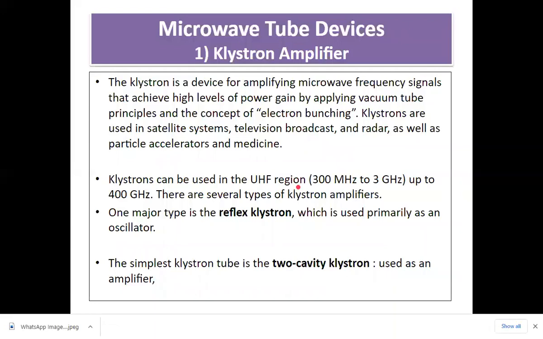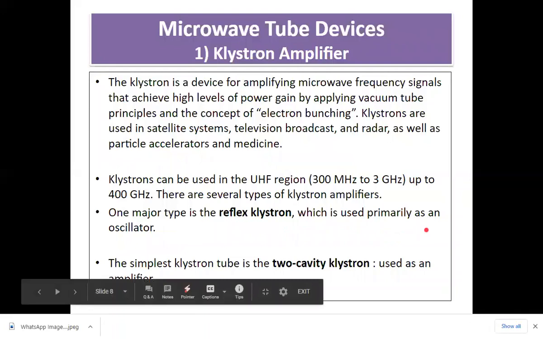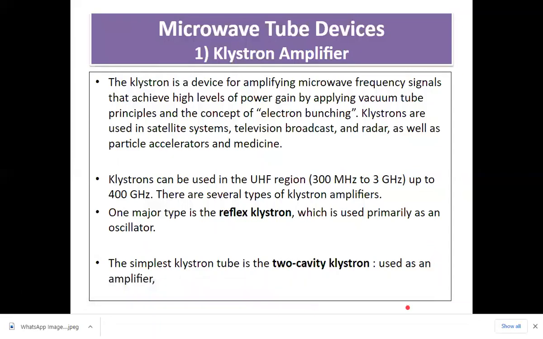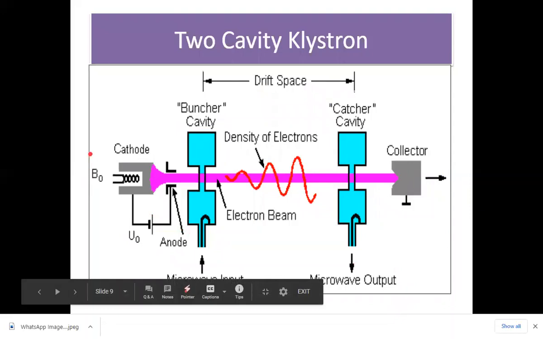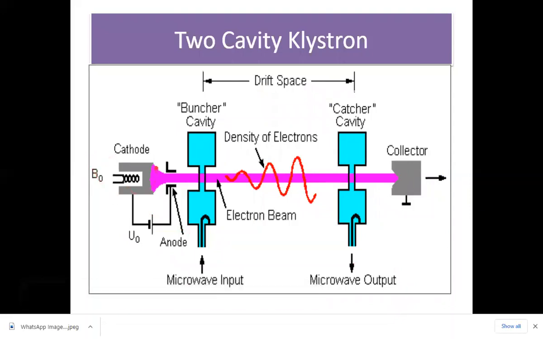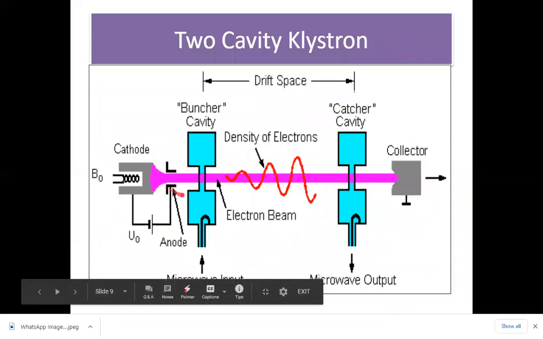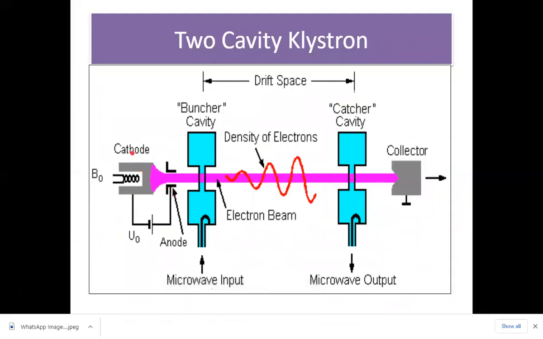There are several types of klystron amplifiers. One major type is the reflex klystron, which is used primarily as an oscillator. The simplest klystron tube is the two-cavity klystron used as an amplifier. The diagram of the two-cavity klystron is shown here. The two-cavity klystron utilizes an electron source, an anode and a cathode, like a conventional tube. It also has a collector element at the end of the electron stream.